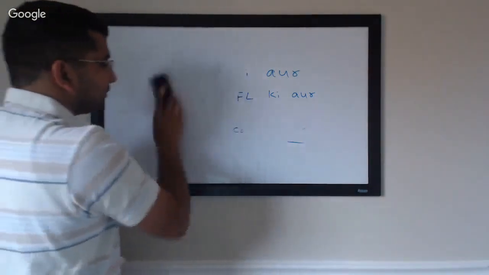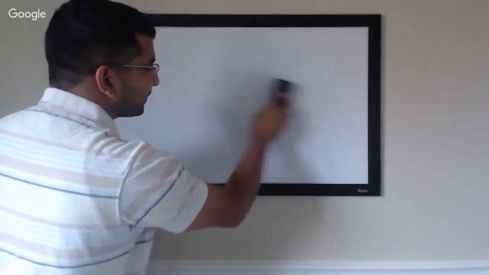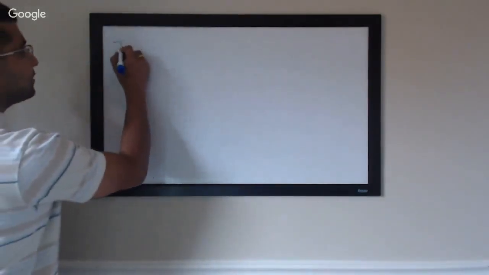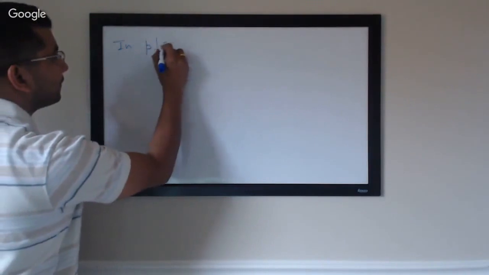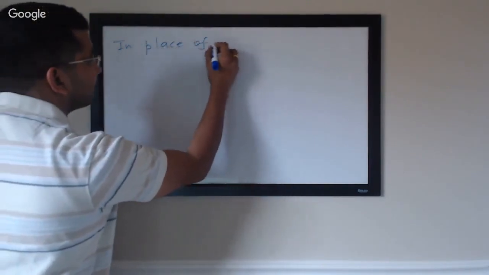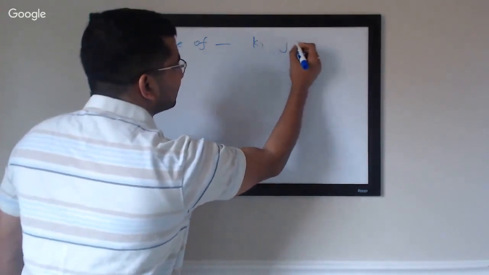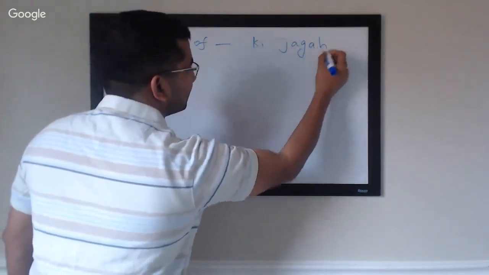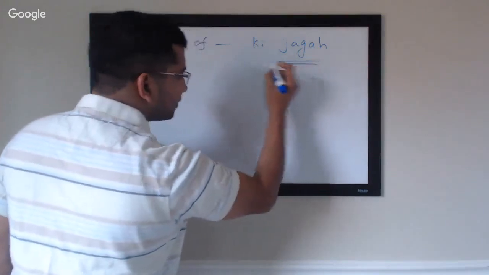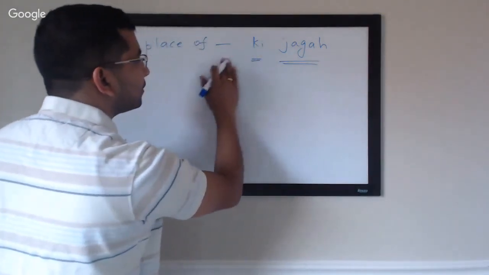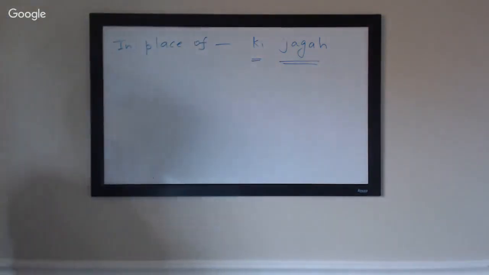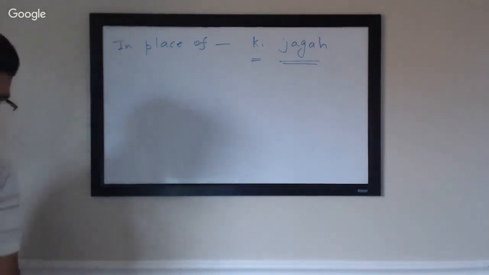So let's take the third compound postposition that I have, की जगह, in place of. So when I say in place of, की जगह, the literal meaning is जगह, but we're using it with a postposition, की जगह, right?